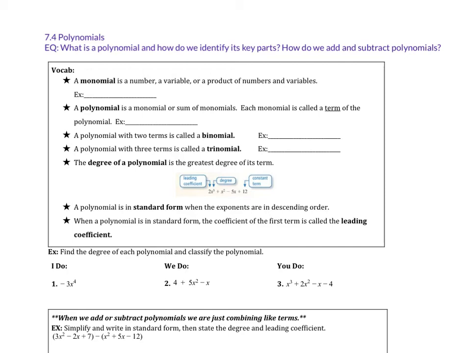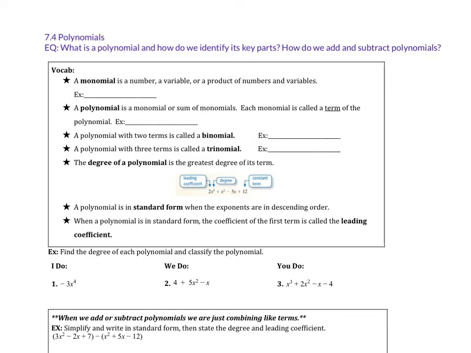In today's lesson, we are going to talk about polynomials. We're going to talk about what a polynomial is, the key parts of it, and some specific names for different kinds of polynomials. And then we're going to end with adding and subtracting polynomials. So our essential question: what is a polynomial and how do we identify its key parts? And our second essential question: how do we add and subtract polynomials?